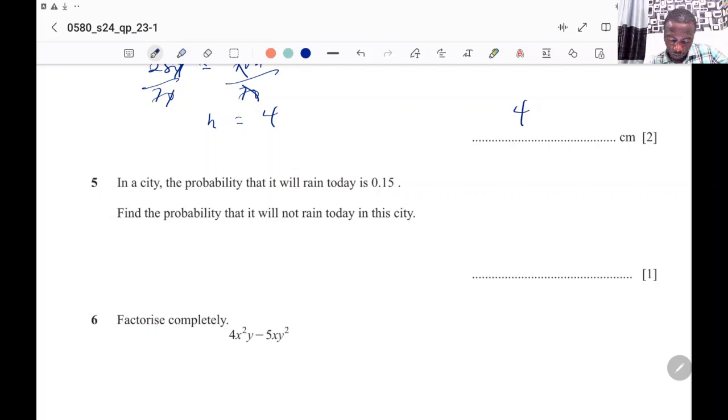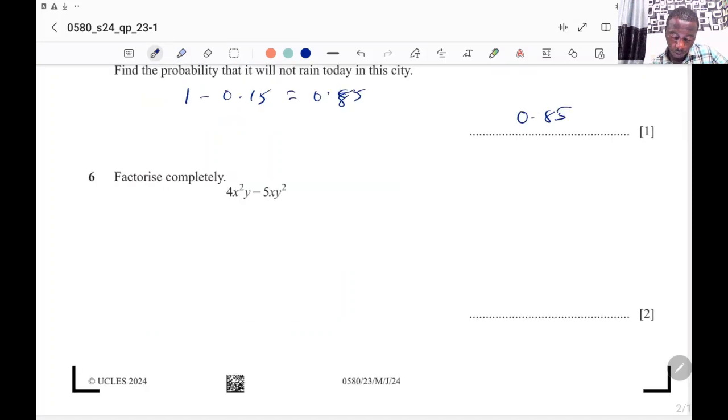And of course, that means we just have to subtract it: 1 minus 0.15. And that'll give us 0.85. So the answer is what? 0.85.